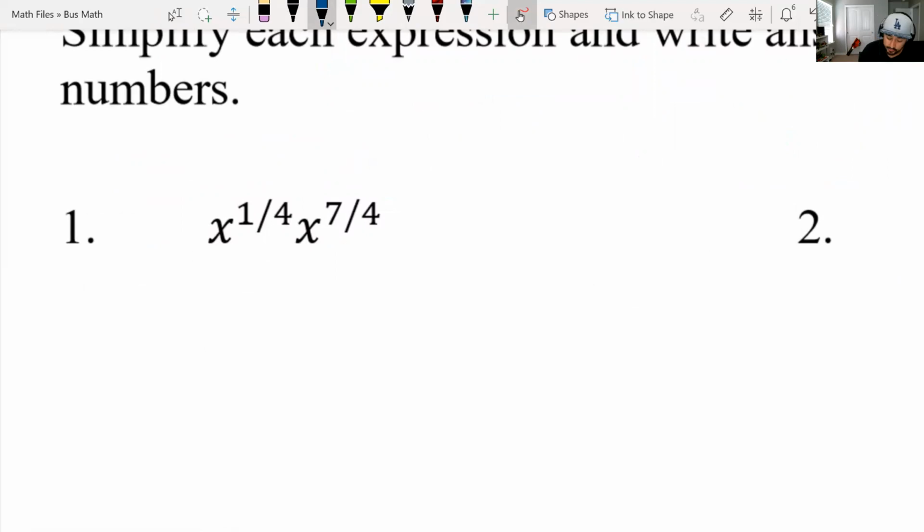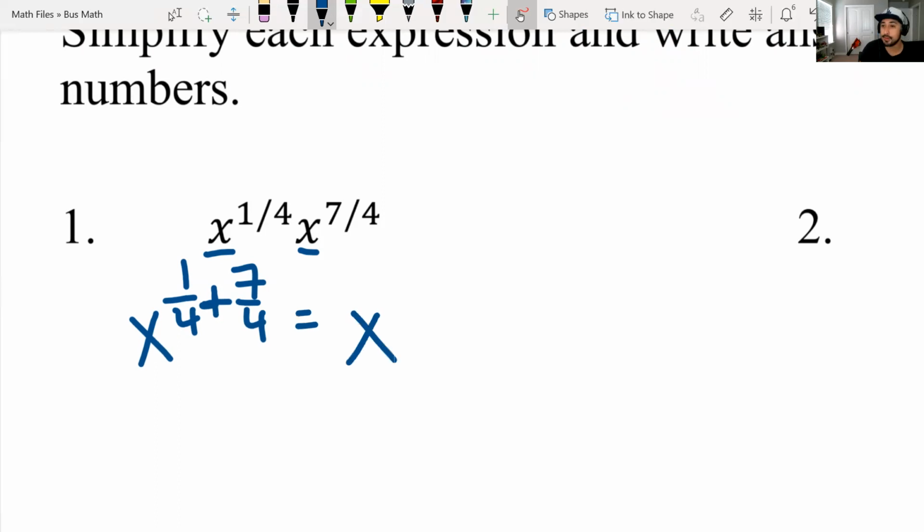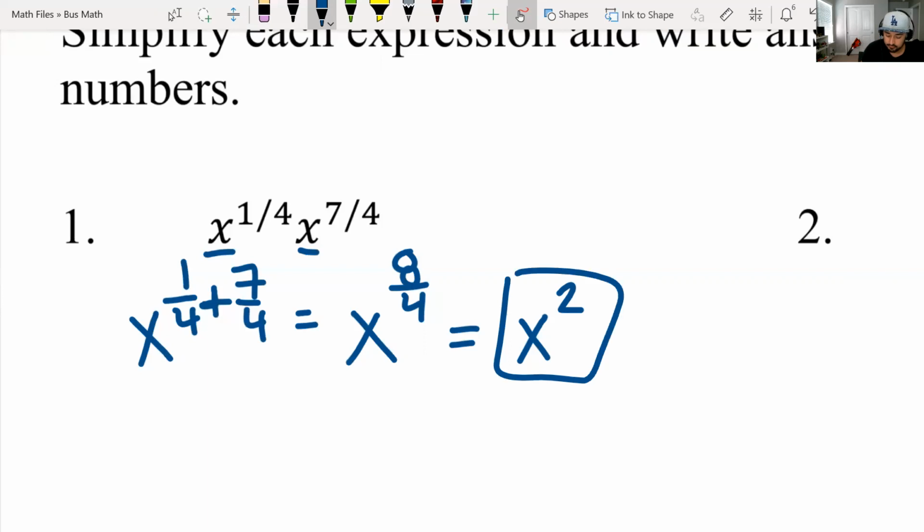Using all the exponential properties we know, x to the 1/4 times x to the 7/4, same base, you will add your exponents. This becomes x to the 1/4 plus 7/4. Fractions. It's okay. You guys know how to work fractions. Well, this one you don't really need a calculator for. 1/4 plus 7/4 gives me 8/4, or 8/4 is just 2. Okay, that's it.